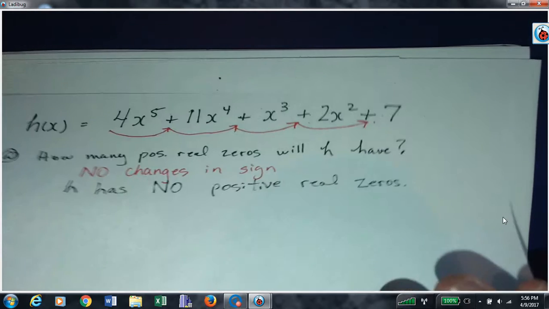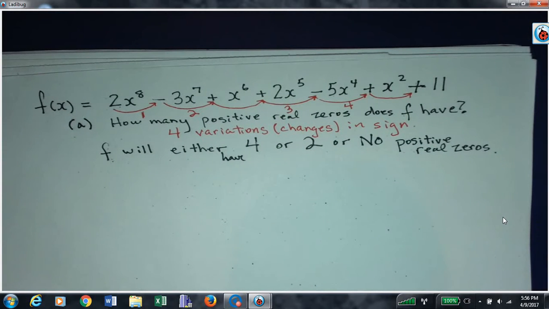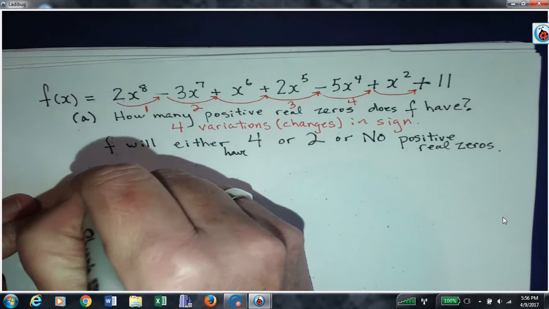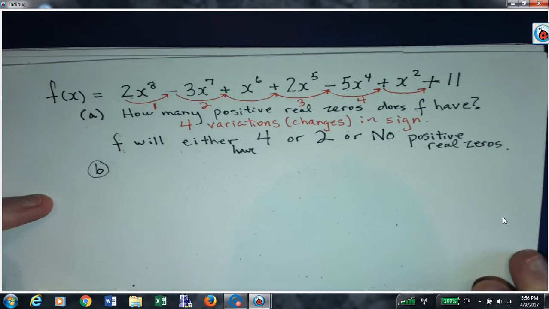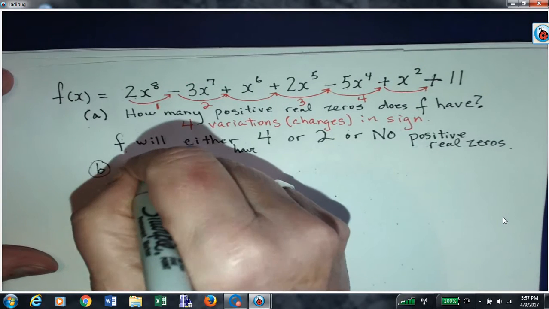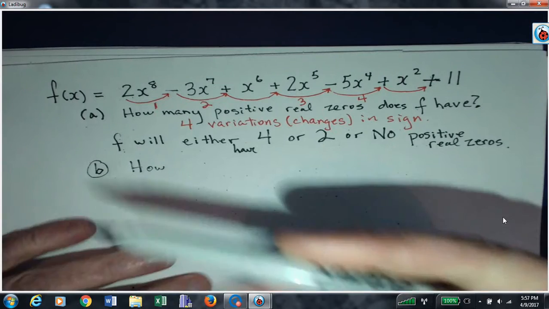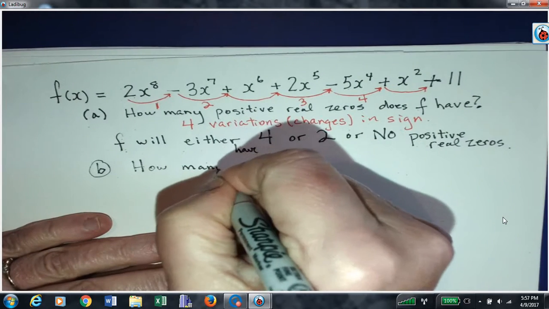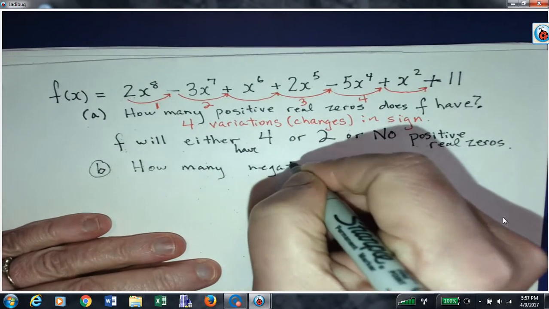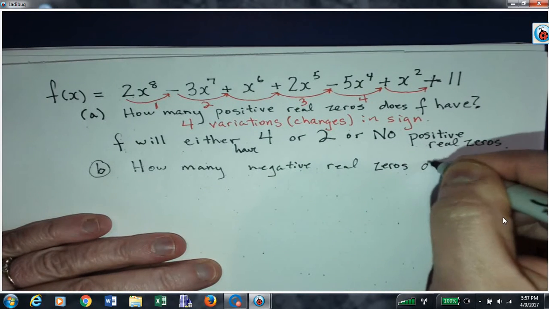And now let's get on to part B. Part B is the more challenging part. So if I was going to answer part B using Descartes, part B would be how many negative real zeros does f have? Let's see if I can get a pen that works better. How many negative real zeros does f have?